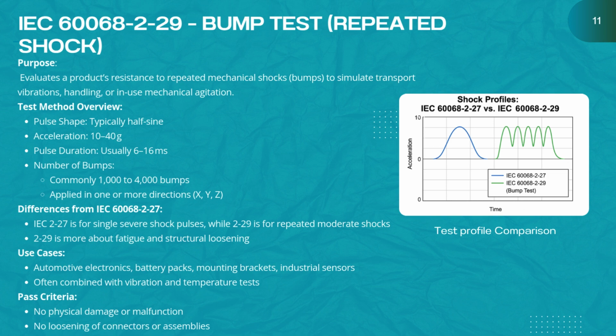On the right, the graph shows the difference between the two standards. 227 in blue delivers one strong shock, while 229 green delivers repeated moderate pulses over time, clearly visualizing their purpose differences.